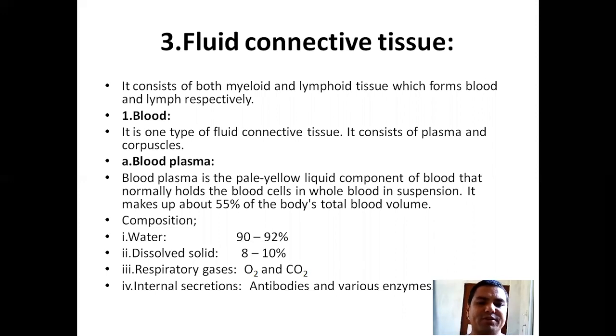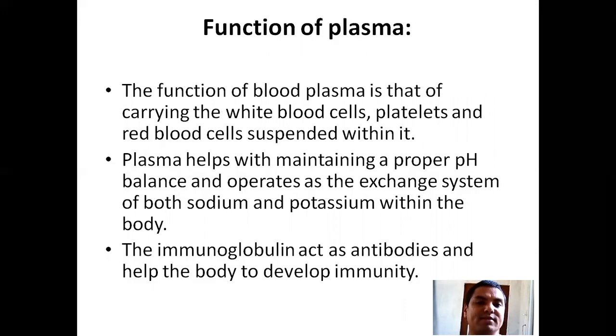It makes up about 55% of the body's total blood volume. The composition of blood plasma is water 90 to 92%, dissolved solids 8 to 10%, respiratory gases carbon dioxide and oxygen, and internal secretions such as antibodies and various enzymes. The function of plasma is carrying the white blood cells, platelets, and the RBC. It maintains the pH value and operates as the exchange system of both sodium and potassium. The immunoglobulins act as antibodies and help the body to develop immunity.